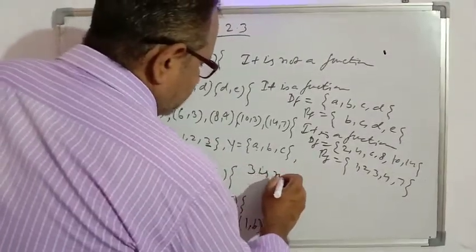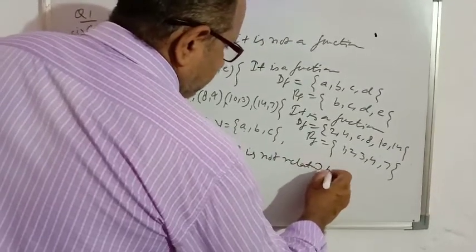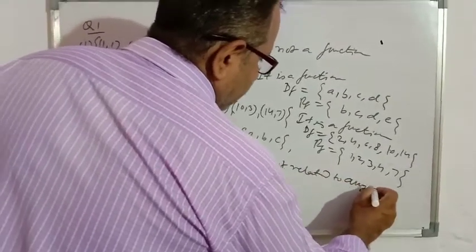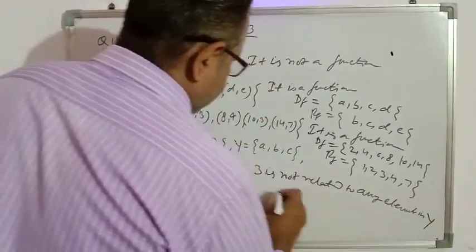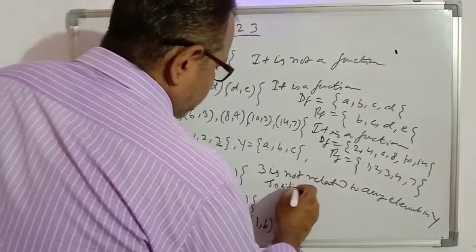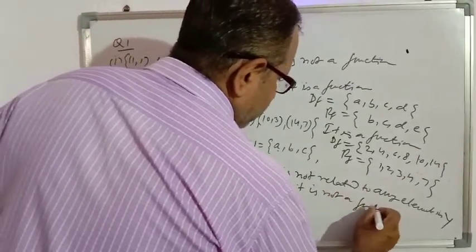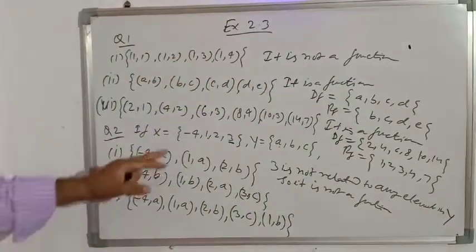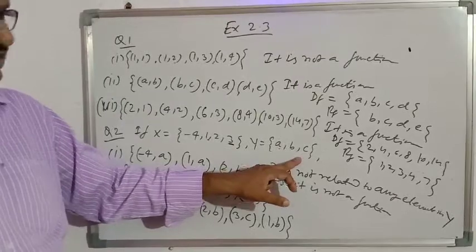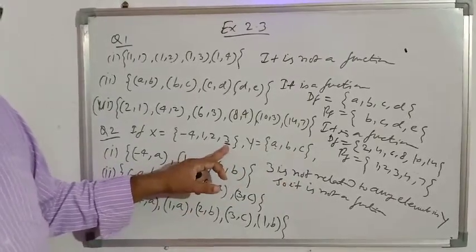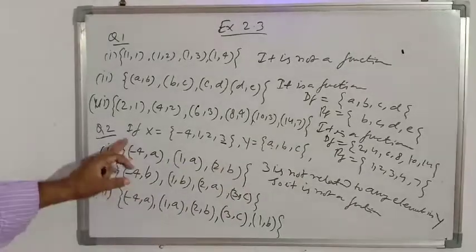3 is not related to any element in Y, so it is not a function. In the definition of a function, it is told that every element of set X has a unique image, but here the element 3 has no image in the set Y, so it is not a function.